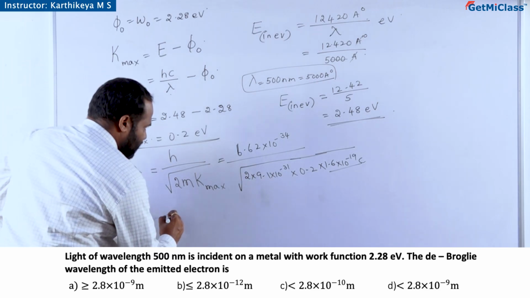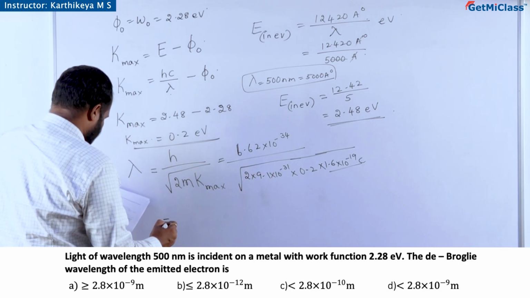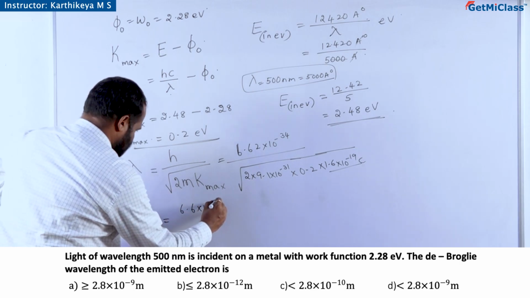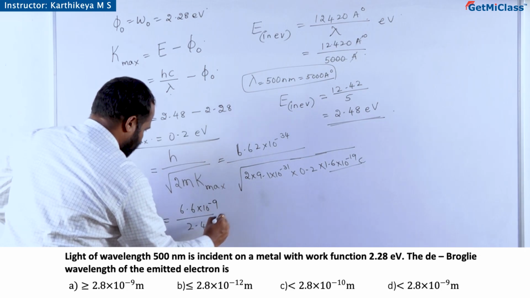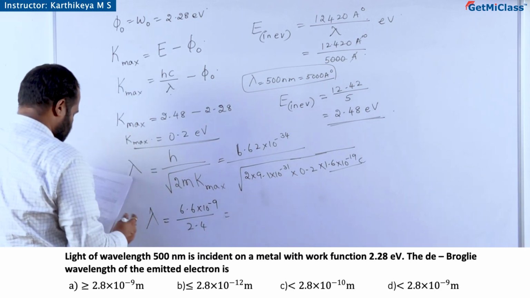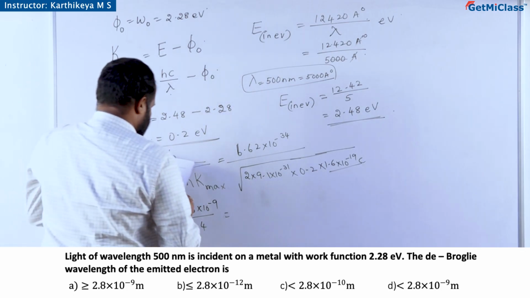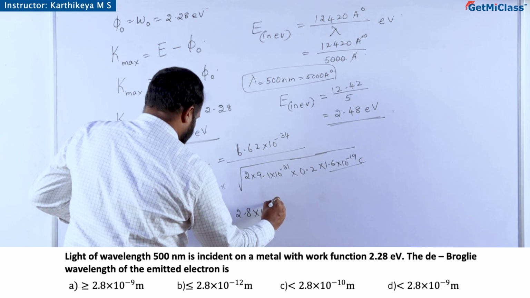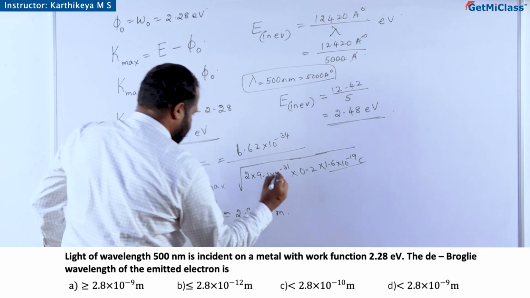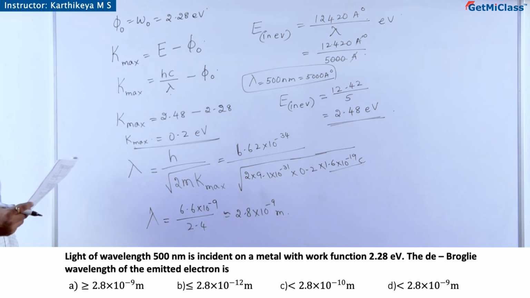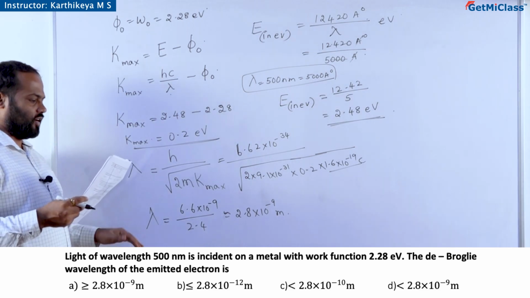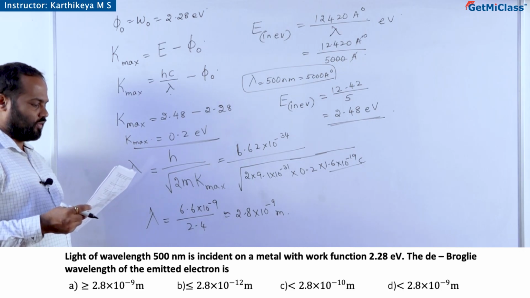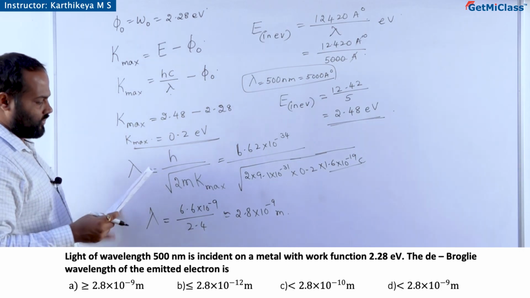So, you are going to get finally 6.6 into 10 to the power minus 9 divided by 2.4. So, that is nearly 2.8 into 10 to the power minus 9 meter. So, looking at the options, it is less than or equal to, greater than or equal to, less than, greater than. That is what is given. Now, you have to conclude.